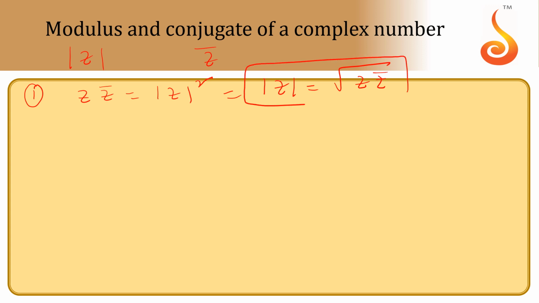So to calculate the modulus of any complex number, take the product of z and z bar and make the square root of it. Then you will get modulus of z.